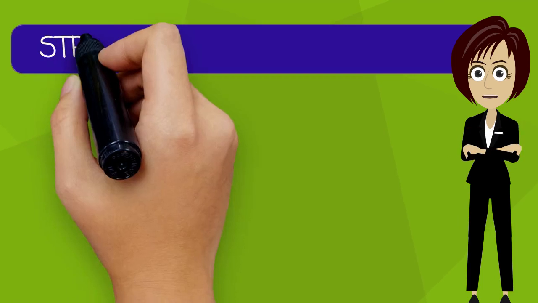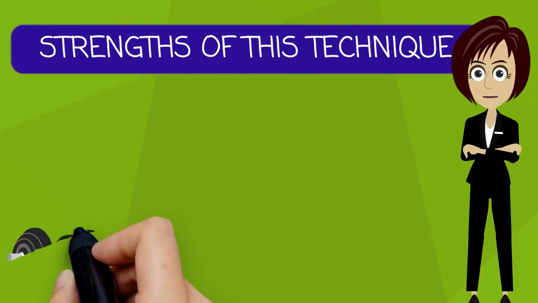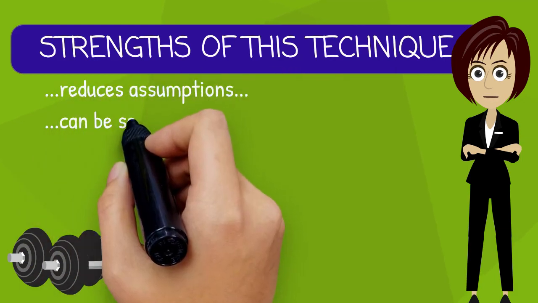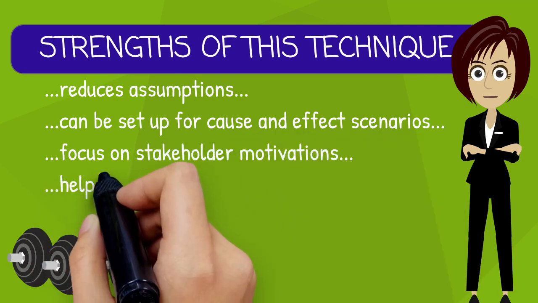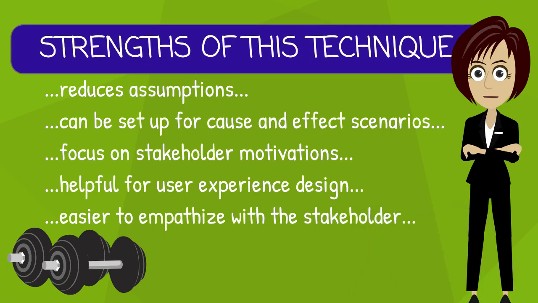Some of the strengths of this technique include: this format reduces assumptions regarding the role and removes the persona biases. It can be set up for cause and effect scenarios. This format focuses on stakeholder motivations instead of defining implementation. It is helpful for user experience design, and teams find it easier to empathize with the stakeholder.